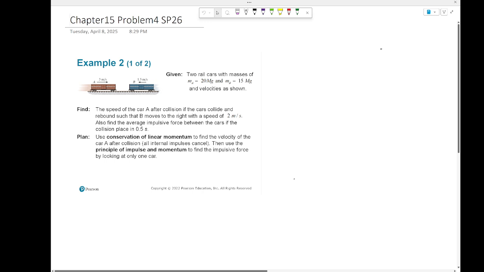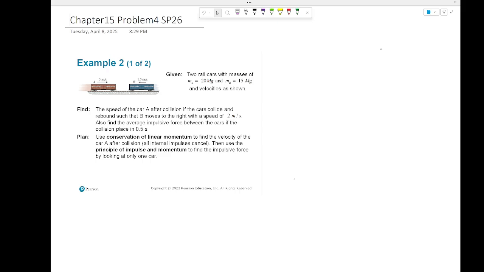So two things: when both cars collide with each other, the car A velocity after the collision, and for car B they said after the collision the velocity is 2 meters per second. All right, understand so far? So that's the first thing you've got to find. The other thing you've got to find is the impact force F.